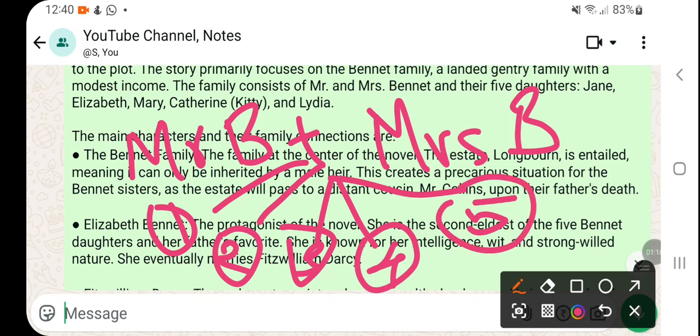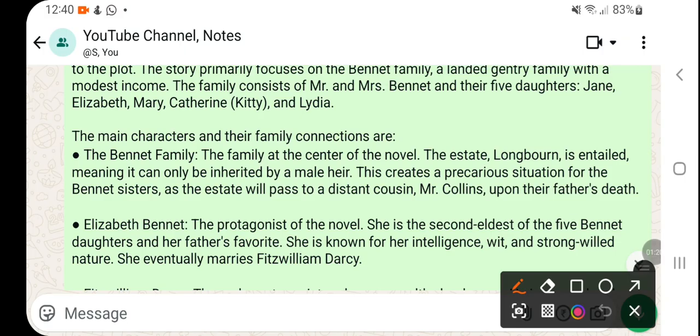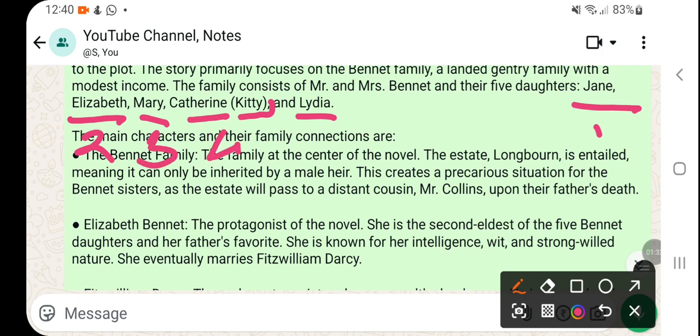5 daughters. The first daughter, we should know, is Jane, then Elizabeth, Mary, Catherine or Kitty, and Lydia. So Jane, Elizabeth, Mary, Catherine or Kitty and Lydia. These are the 5 daughters in the Bennet family.